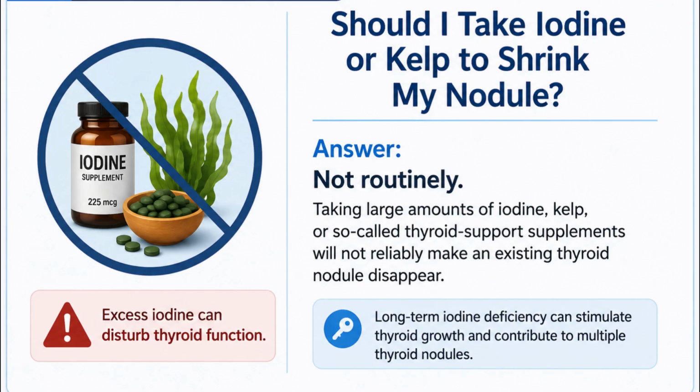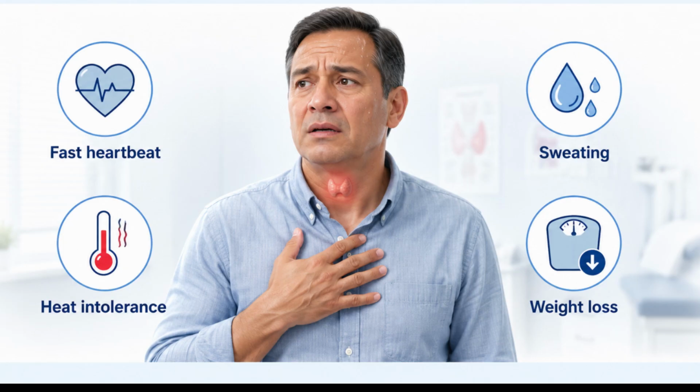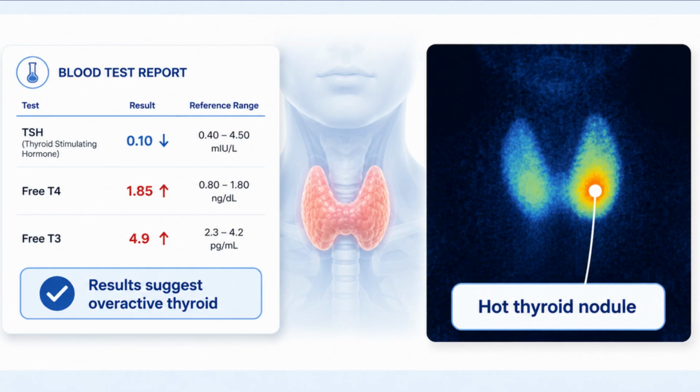Now let's look at a completely different type of thyroid nodule. What causes a hot thyroid nodule? A middle-aged man once came for consultation with a fast heartbeat, increased sweating, heat intolerance, and unexplained weight loss. He believed that his symptoms were caused by work-related stress. During the examination, a small thyroid lump was noticed. His blood tests showed that his thyroid was overactive.